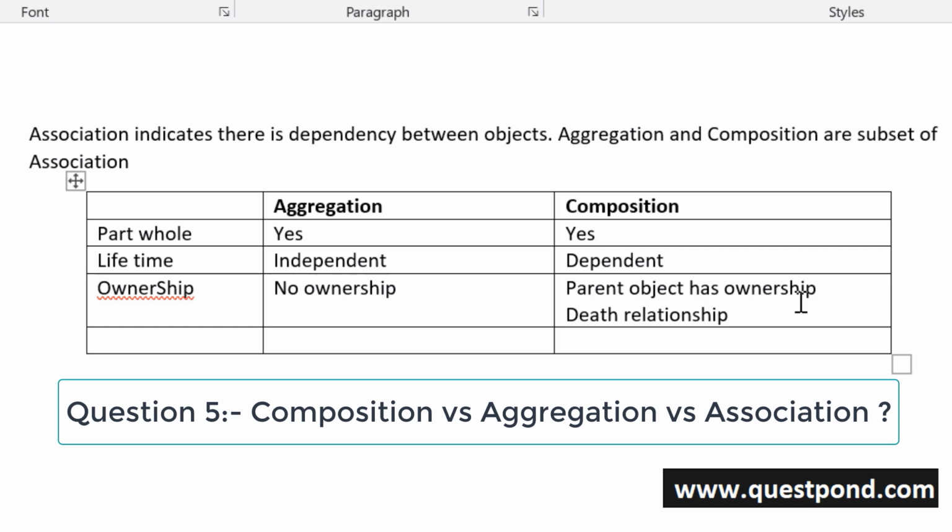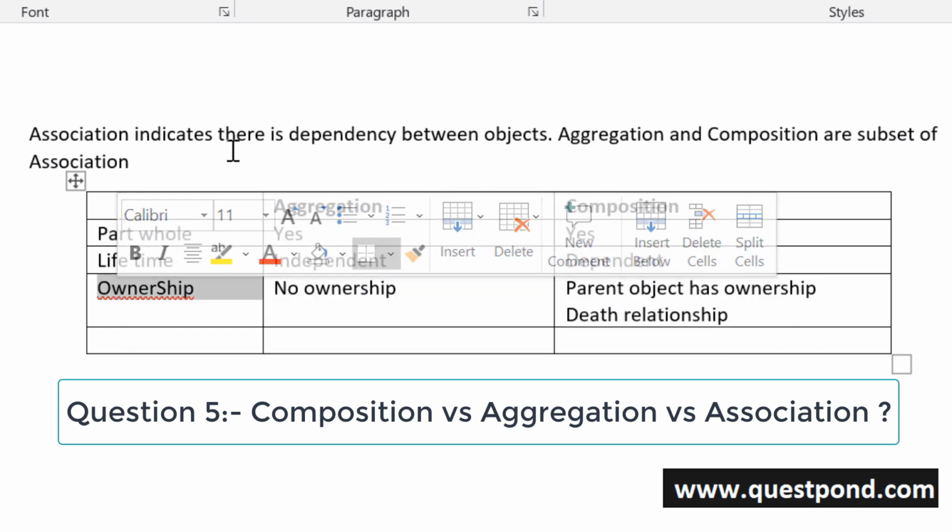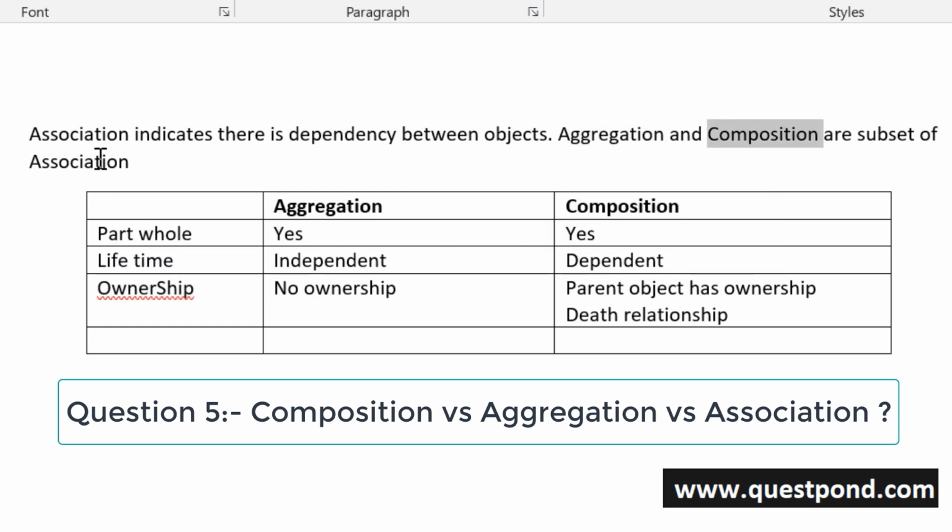So when you're answering the questions, remember these 2-3 points: part, whole, lifetime, ownership, and association indicates that aggregation and composition are subsets of association, right? When you go there and you get these three questions, you can prepare a roadmap. You can keep some points in your mind, and most important is to keep a very good example. I've given the example of the patient and the doctor and so on, right? But you can create your own examples depending on your domain.